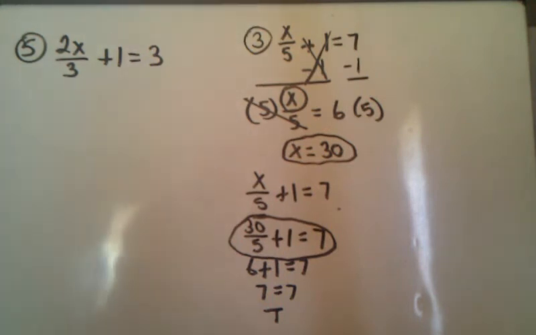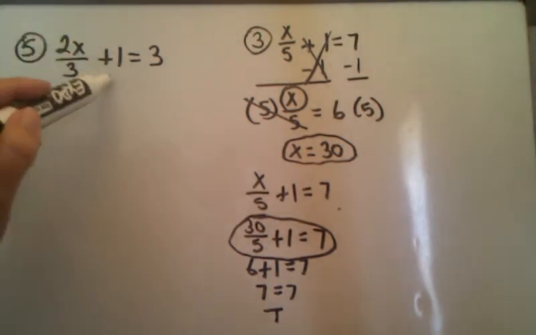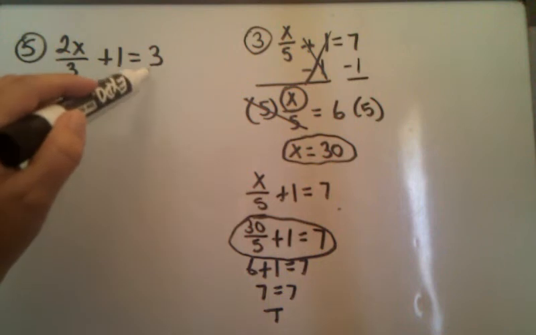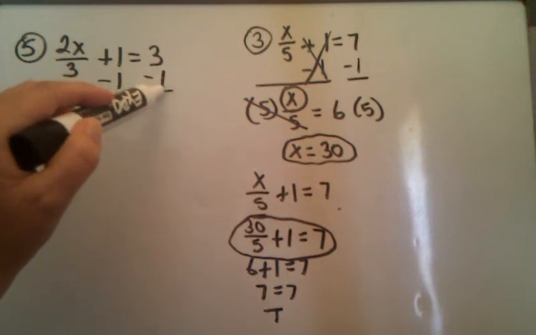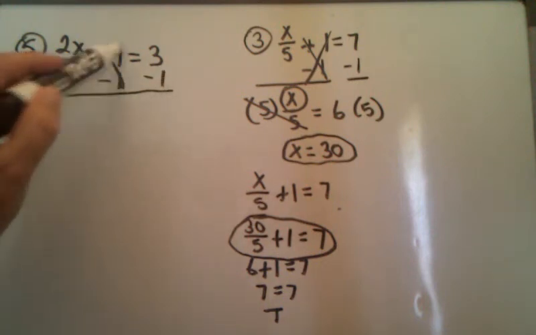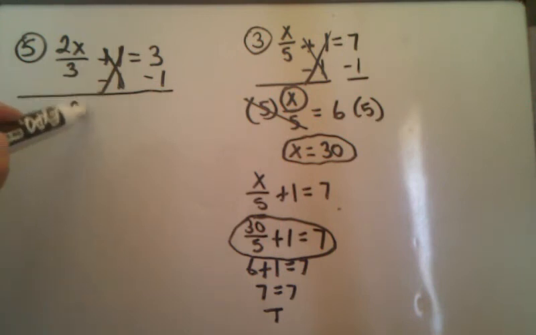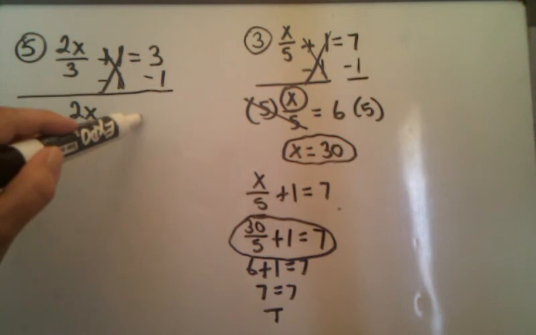Alright, let's see how we did. You should have subtracted first. Here's my variable, so that's what I have to get rid of. It's added. The opposite of plus is minus, so you should subtract 1 from both sides. These cancel out, so I have 2x divided by 3 equals 3 minus 1 is 2.